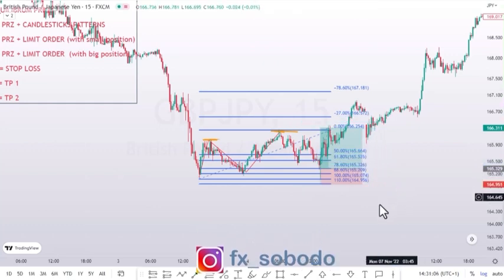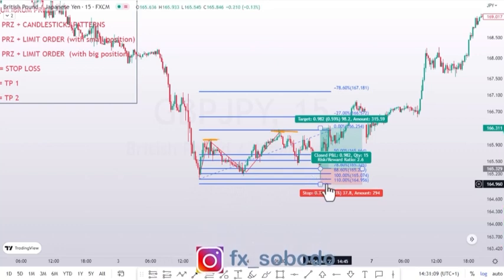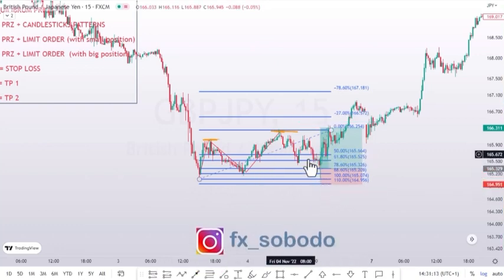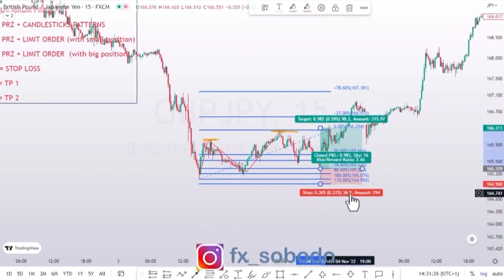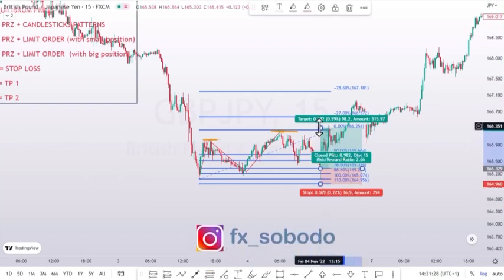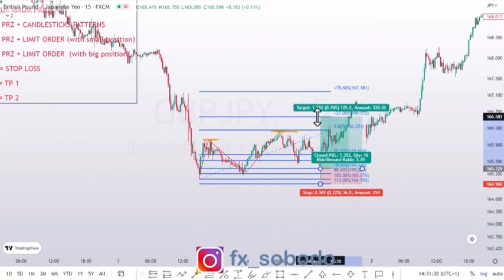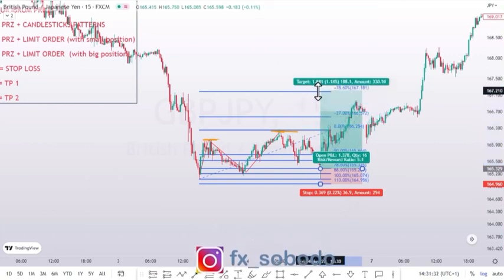You see, level 110 should always be your stop loss. Let's say you buy at that level, this is your entry point, and this is your stop loss. You see, voila, you are risking 36.9 pips. This is your first TP and this is the final TP.